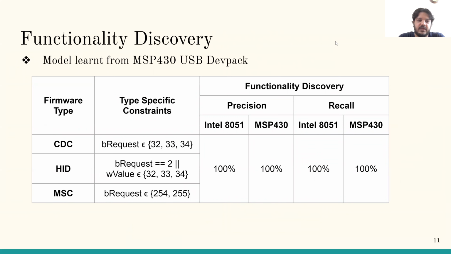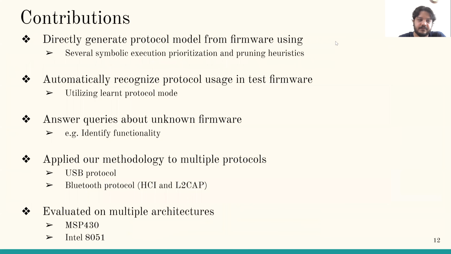Our phase 3 was functionality discovery, where we can start answering queries after the mapping is done. So for this phase, we trained on MSP430 USB single functionality firmware only, so we can get type-specific constraints for each functionality. Once we have gathered that, we were able to analyze both Intel 8051 and MSP430 firmware to find out their functionality. Our precision and recall for both architectures is 100%.